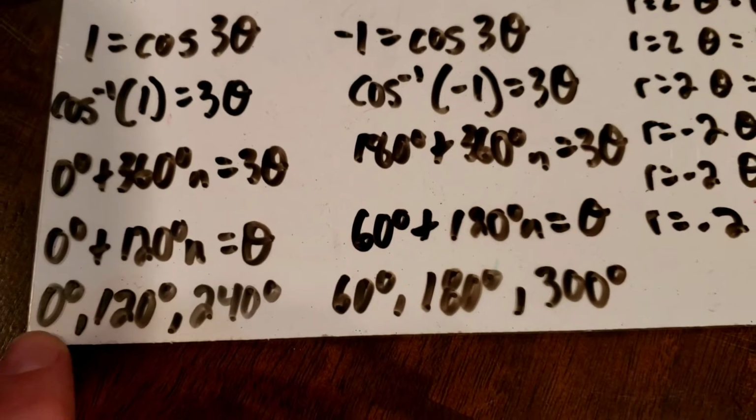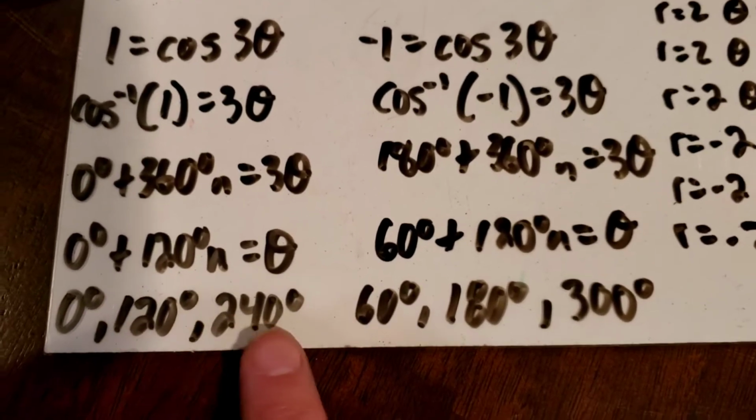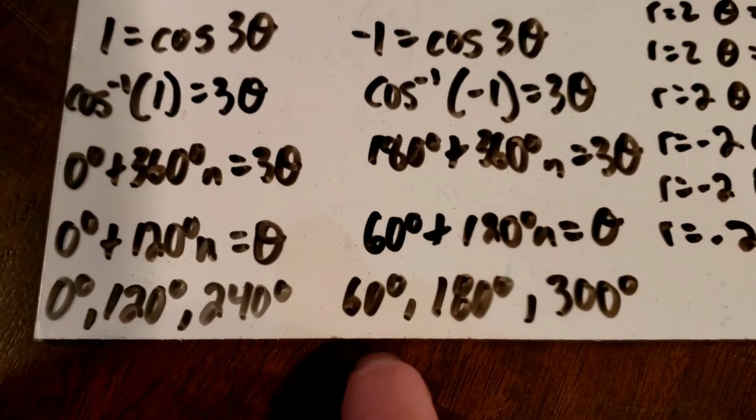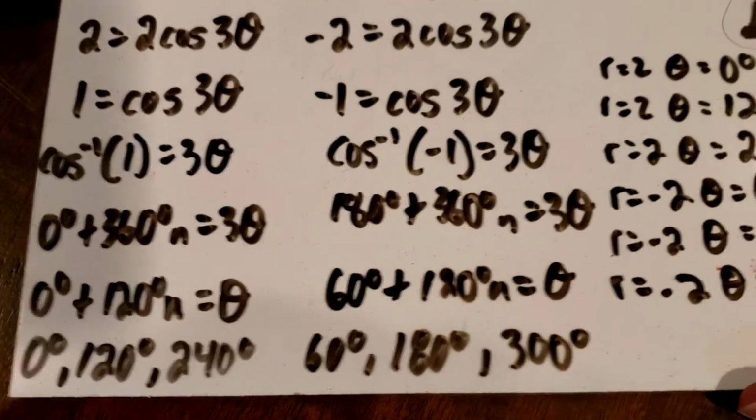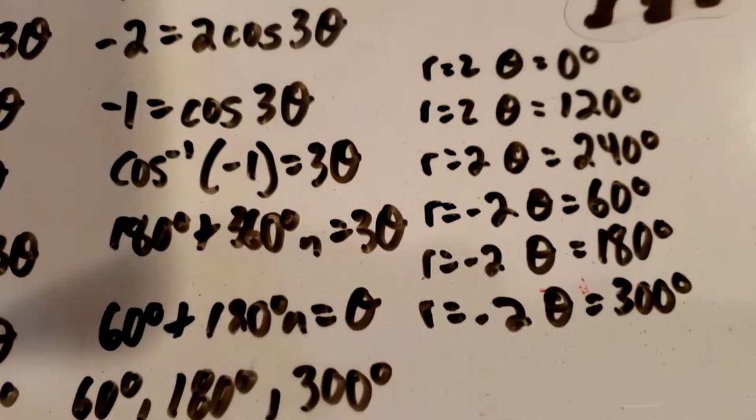This is when r is 2. This is when r is 2. This is when r is 2. This is when r is -2. This is when r is -2. This is when r is -2. So here's our list of our 6 answers we got right now.